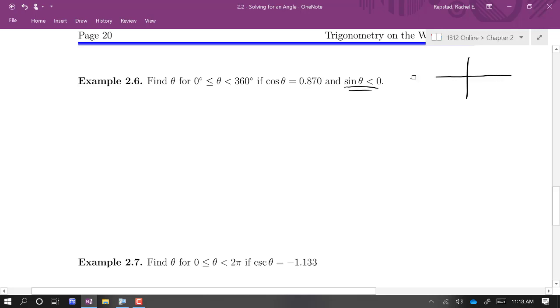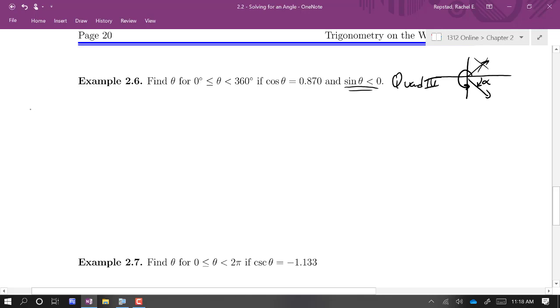So what this extra information gives us is it narrows it down. Normally, if cosine is positive, I'm looking at quadrants 1 or 4. But in quadrant 1, sine is positive, so that means we're only looking at quadrant 4 here. So that's the angle we want, and we're going to find the reference angle and then subtract it from 360.